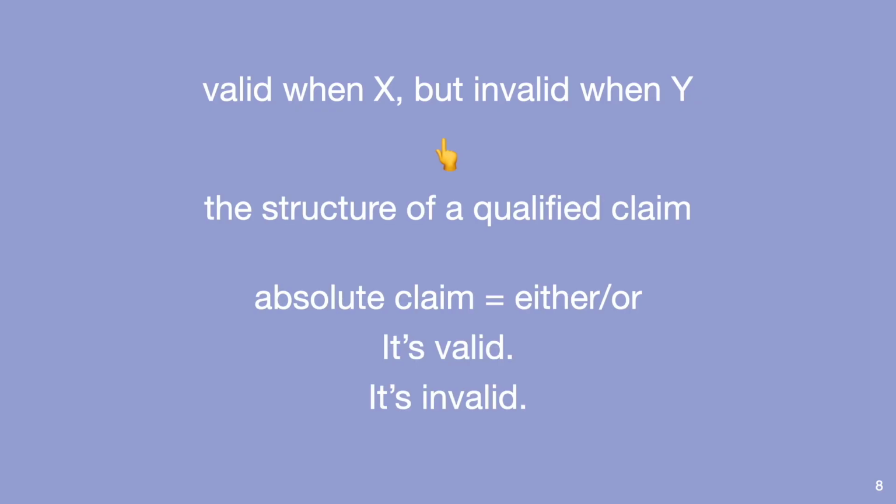The absolute version of the claim would be the claim in the prompt is valid or the claim in the prompt is invalid. It's either or. But the qualified version identifies the nuance and complexity of the issue. Let me give you more examples.